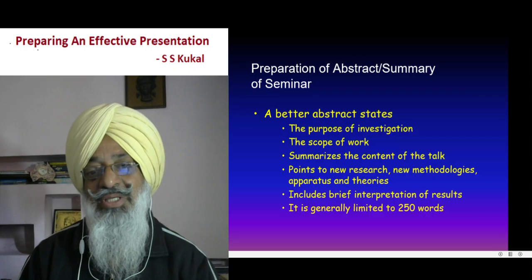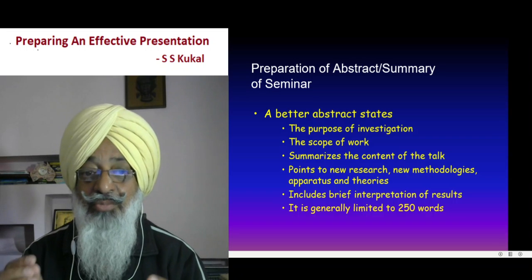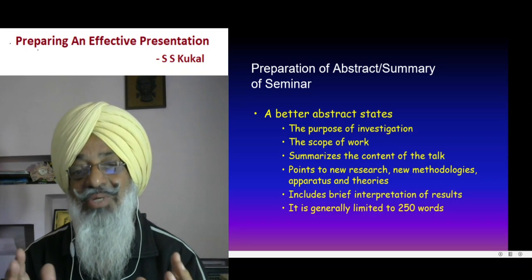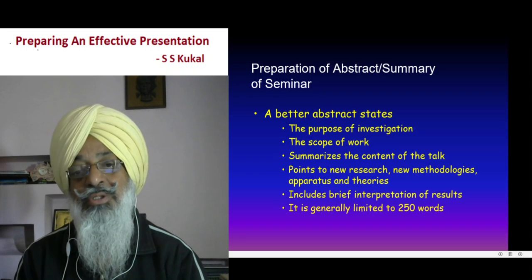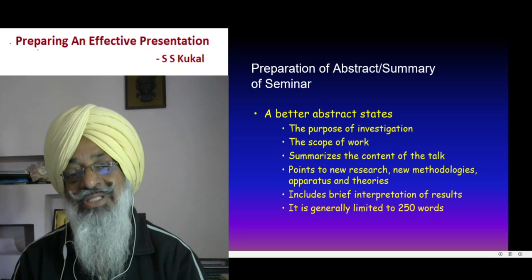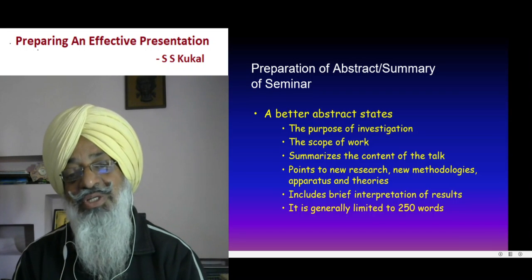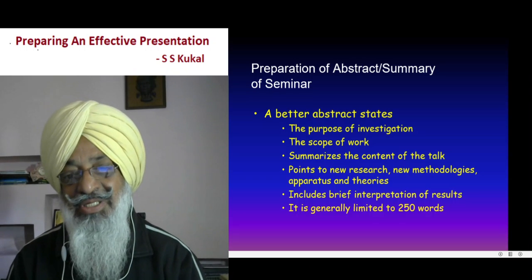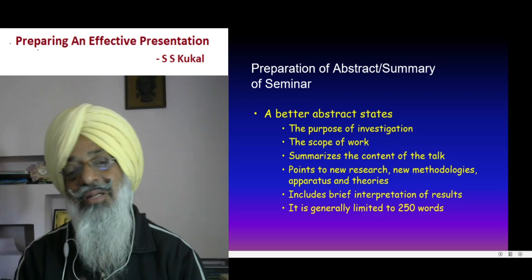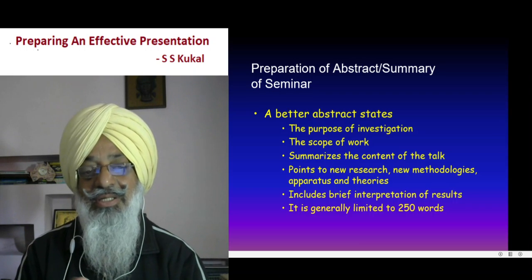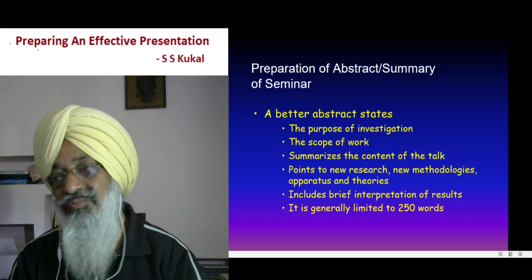Whatever you are going to speak, say in 40 or 50 slides, that should be summarized, but not everything. The main important points should be summarized in one paragraph. Then points to new research, new methodologies, or new business models, theories, etc. should be there. And it should include a brief interpretation of the results. If it's a scientific study and you got some results, then some interpretation that these results might be helpful because of this or that. And it will be good if this abstract is limited to 250 words.